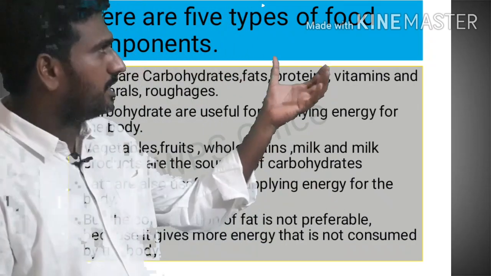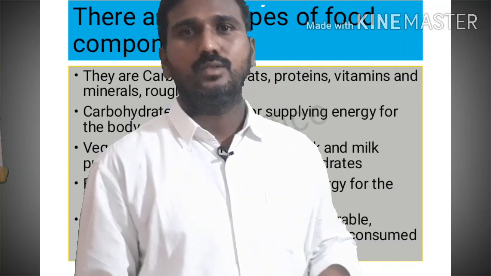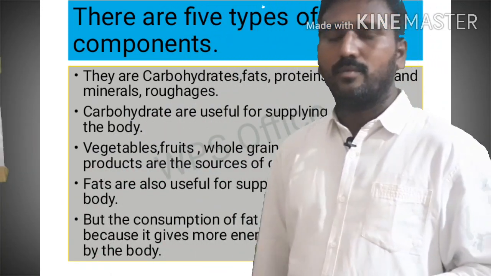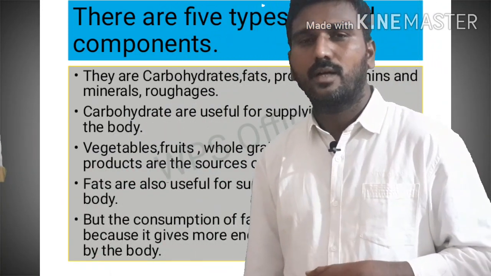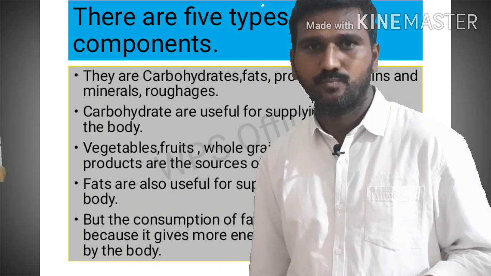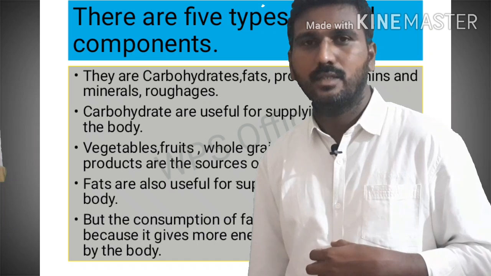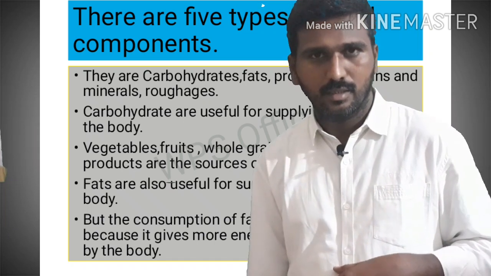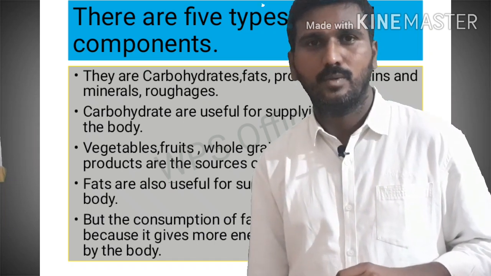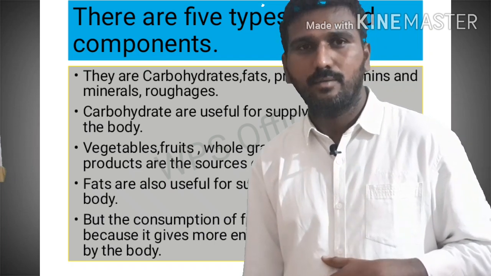Now, let us see how the food components are useful for our body. The functions of food components. The first thing is carbohydrates. So carbohydrates are essential for giving us energy. The main function of the carbohydrates is to produce energy in our body.